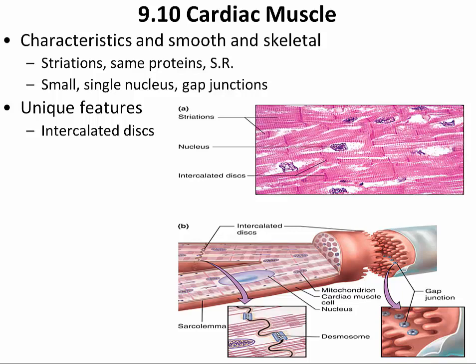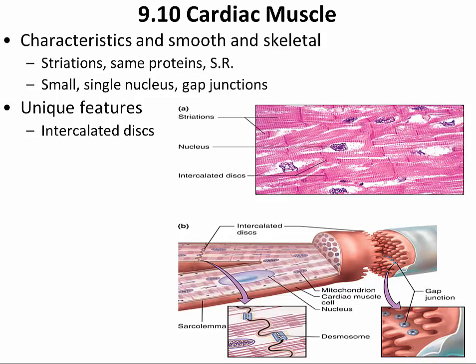As we look at cardiac muscle cells, we see that they have some similarities to skeletal muscle. They're striated, they have the same proteins found inside the cell, myosin, actin, troponin, and tropomyosin. All of those we saw, of course, in skeletal muscle. And they have well-developed sarcoplasmic reticulum as well as T-tubules, similar to those that we saw in skeletal muscle.